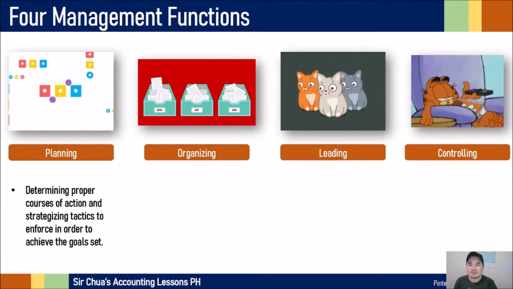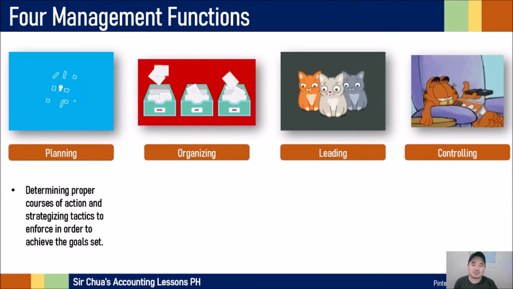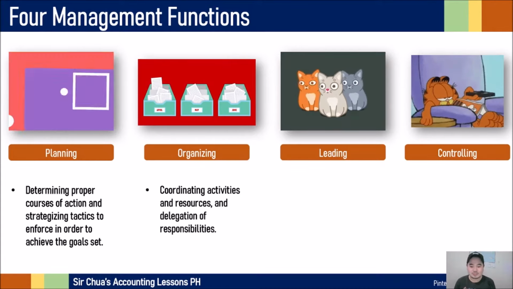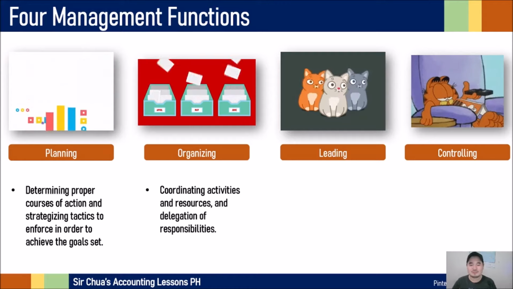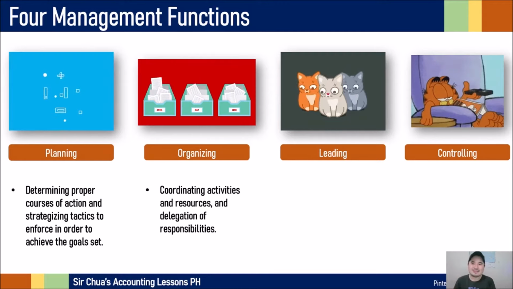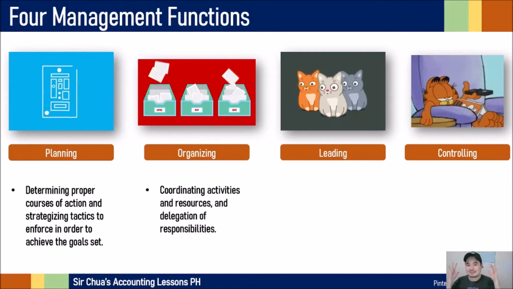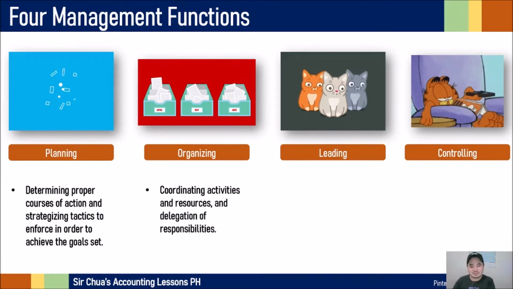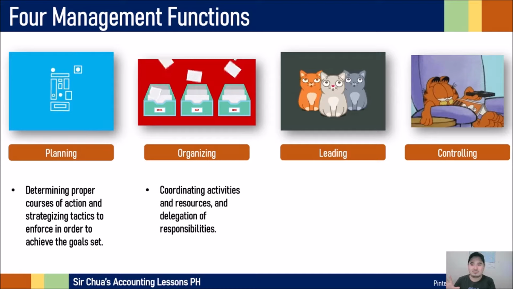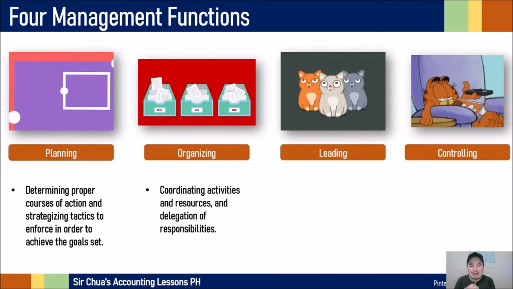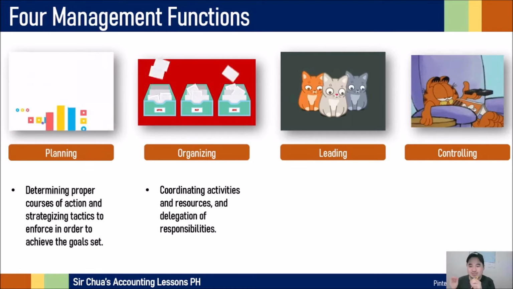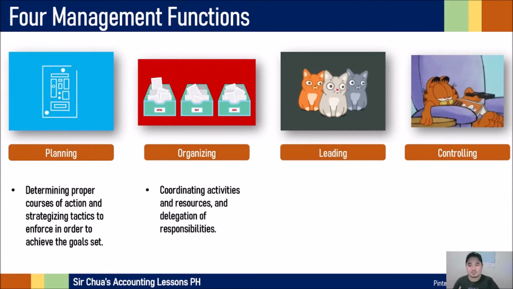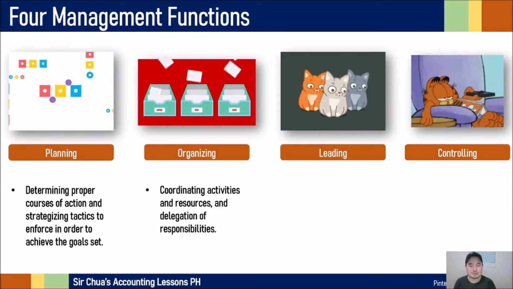Okay? Now, another management function is organizing, which is coordinating activities and resources and delegation of responsibilities. Organizing in a sense that you already have a plan in mind. So what happens is that it's the time for you to coordinate activities, you delegate responsibilities, you allocate resources, you say to people what to do. You're now organizing things so that it will be smooth flowing when you're really starting the operation.